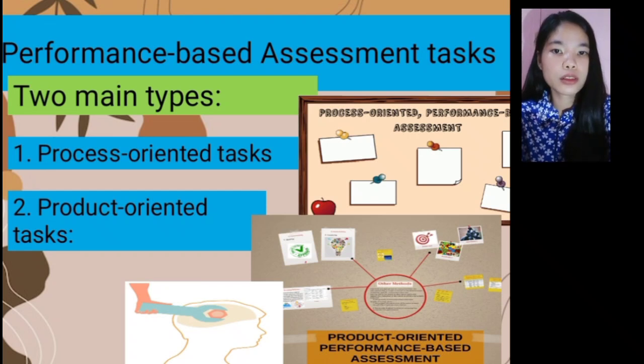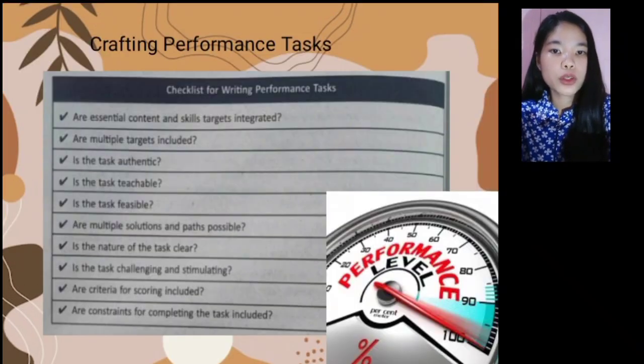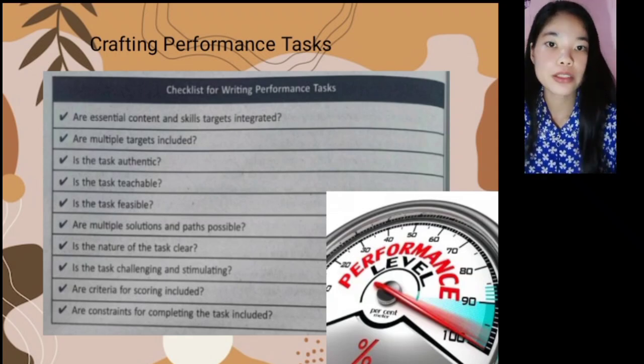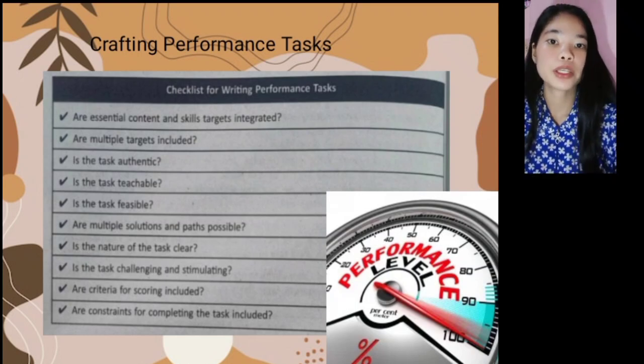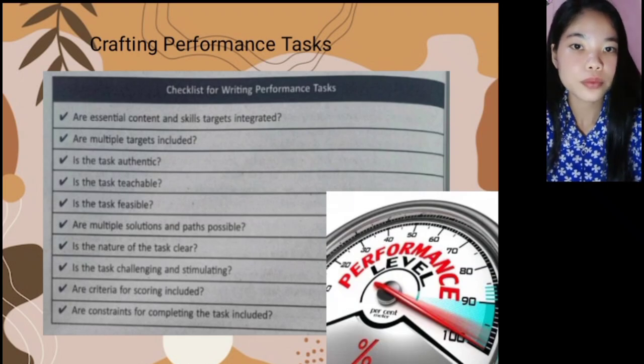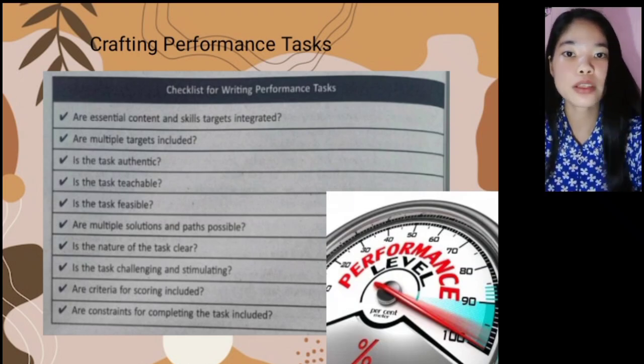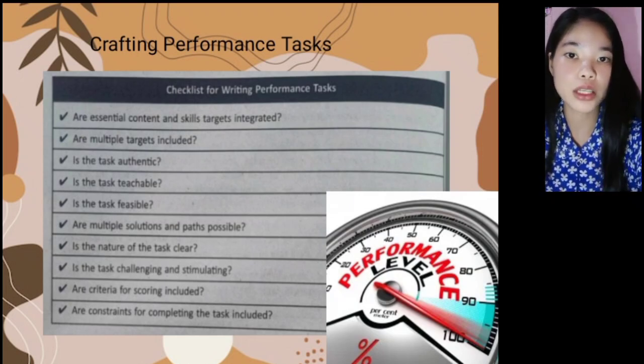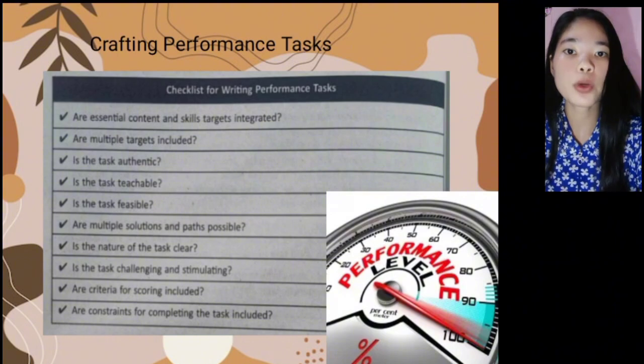Now, in crafting performance tasks, we can use checklists for writing performance tasks. So this checklist provides a set of questions to ensure the task is well designed. So there are also key considerations which include first is content and skills. Does the task assess essential knowledge and skills? Also, authenticity, is the task real world and engaging? For teachability, can the task be taught effectively within the time and resources available? And feasibility, is the task manageable for both students and teachers, as well as clarity? Is the task clearly defined and understood?